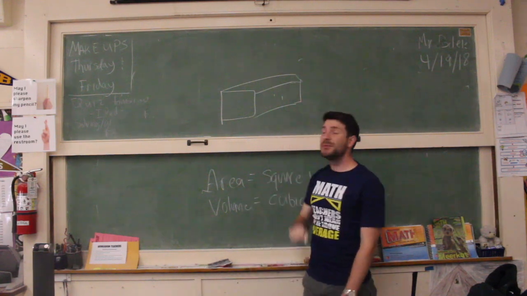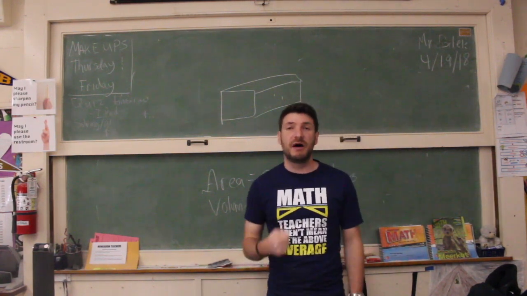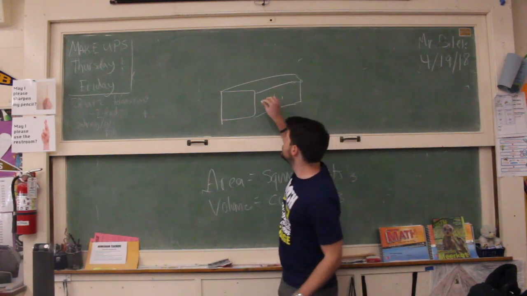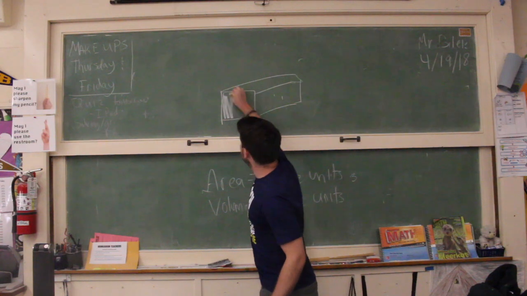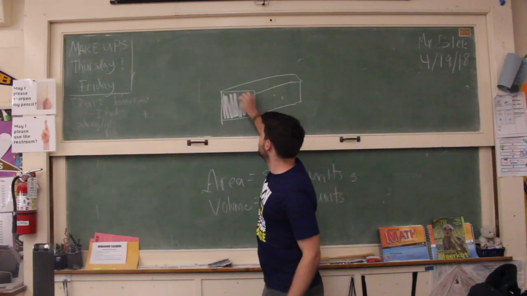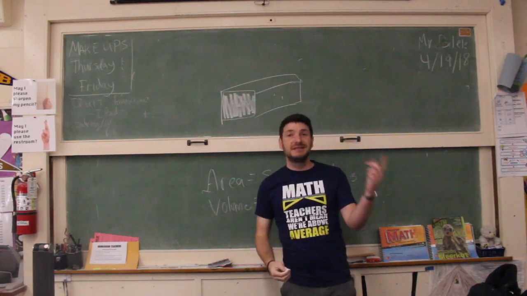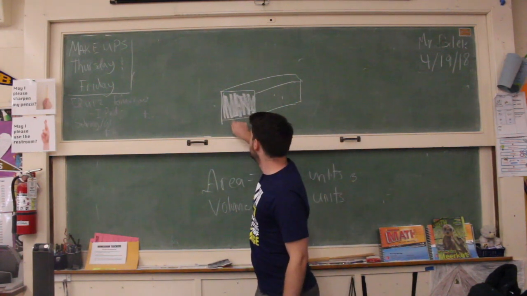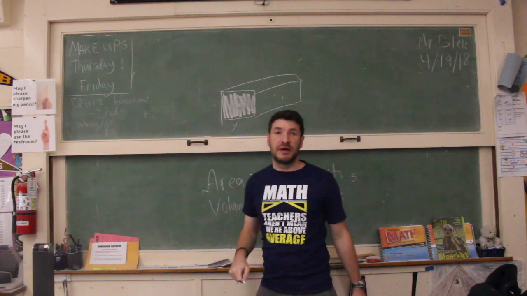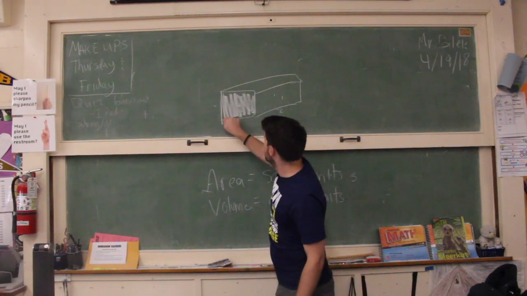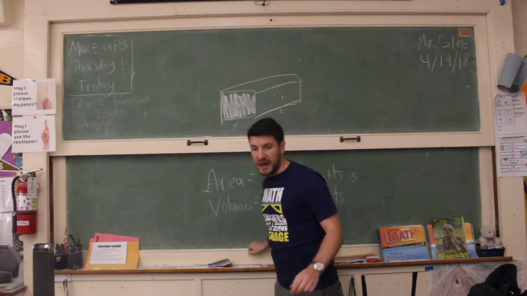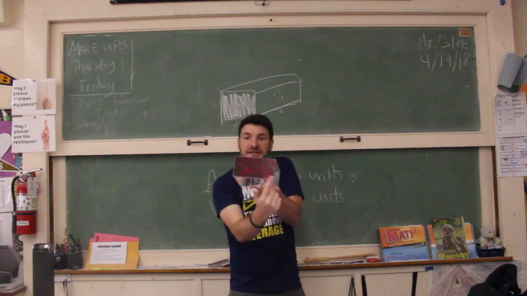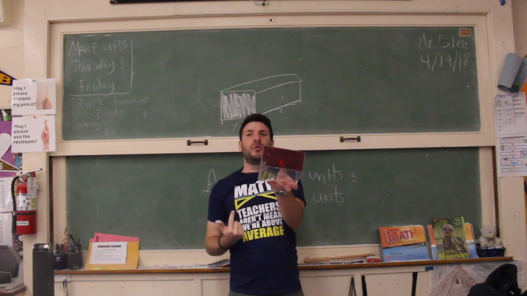So here we have a rectangular prism, and we're going to talk about finding the volume, the measurement inside. You were taught in 3rd and 4th grade that volume is length times width times height. That would be this measurement right here, this measurement right here, and this measurement right here. Measuring this side, and this one going all the way back.